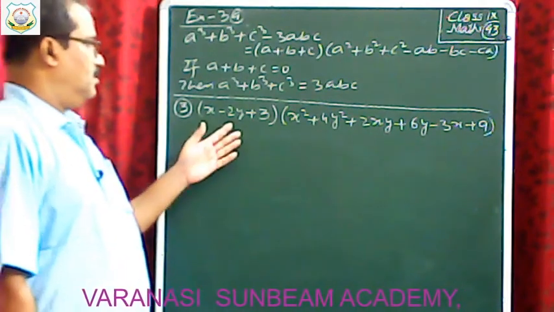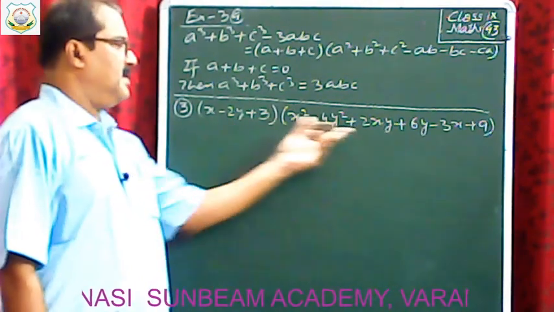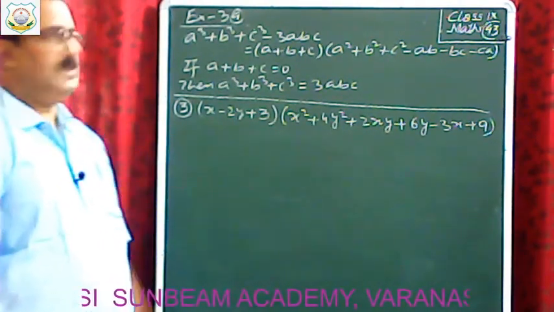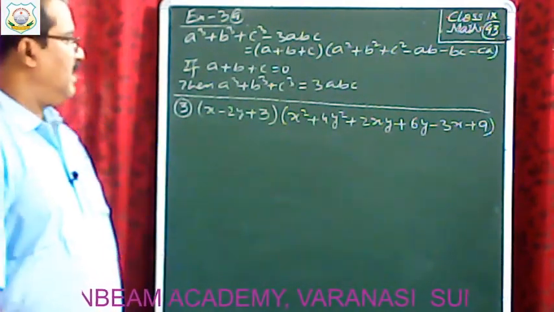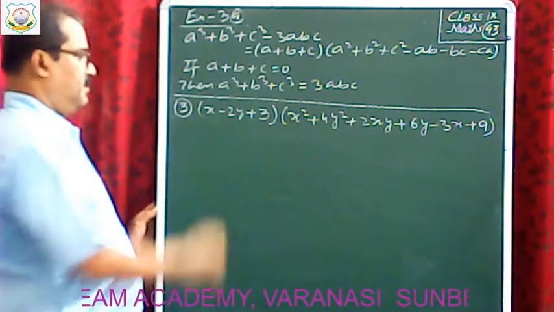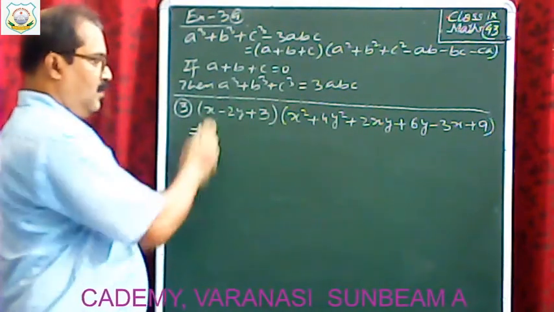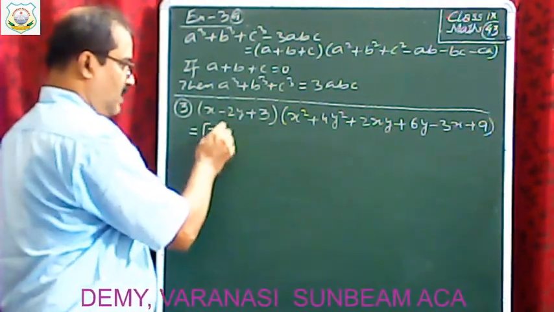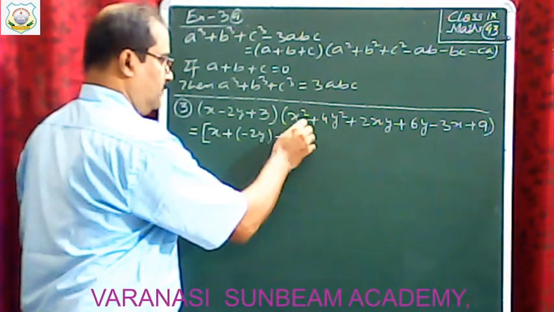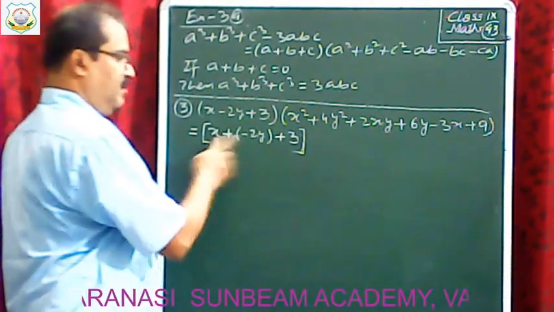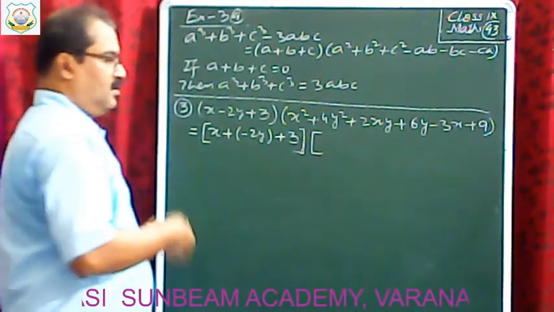Okay, we have to find the product of this by using identity. So in the first bracket there are 3 terms and in the second bracket 6 terms, maybe of the form a plus b plus c, a square plus b square plus c square minus ab minus bc minus ca. So accordingly you have to formulate. So we have in the first bracket a plus b plus c, and 1 has a negative sign. So you have to arrange according to the identity. So x plus minus 2y plus 3. So a is x, b is minus 2y, c is 3. So accordingly we have to formulate the second bracket.